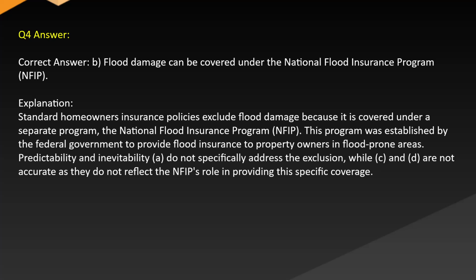Correct answer. B. Flood damage can be covered under the National Flood Insurance Program, NFIP. Explanation. Standard homeowners insurance policies exclude flood damage because it is covered under a separate program, the National Flood Insurance Program, NFIP. This program was established by the federal government to provide flood insurance to property owners in flood-prone areas. Predictability and inevitability do not specifically address the exclusion, while C and D are not accurate as they do not reflect the NFIP's role in providing this specific coverage.